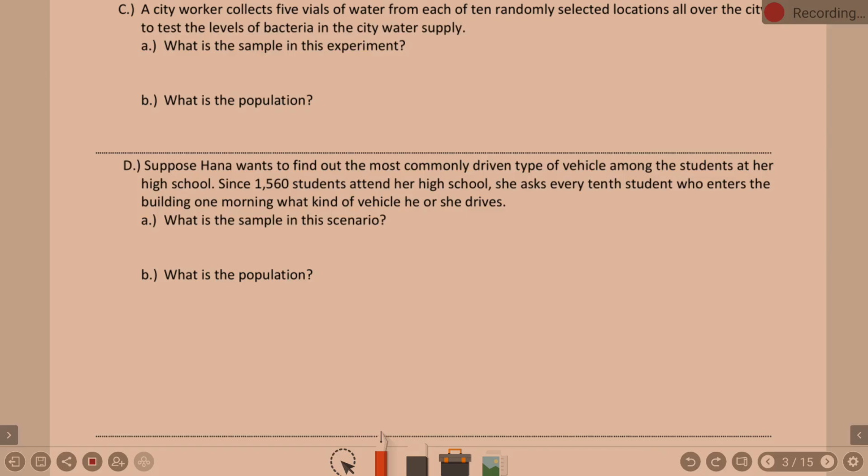Now we're talking about population, right? Where do you get 50 from? Just the city's water supply. No, 5 from each location, the 10. There's 50 vials of water. There's 10 spots, and he took 5 from each of the 10 different spots. There's 5 vials from each of the 10 spots. Population's the city. We're focusing on the population.